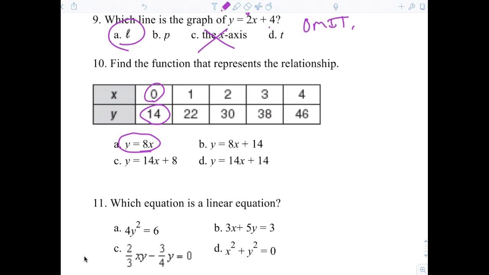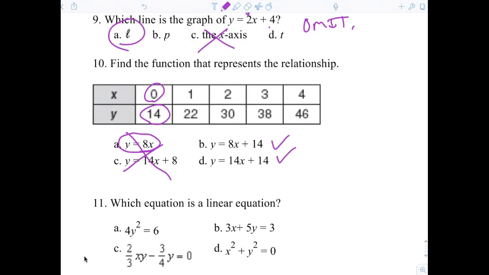All right, let's try B. If I plug in 0, what do I get? Is that a possibility? Yes. If I plug in 0 for C, do I get 14? So that's out. If I plug in 0 for D, do I get 14? So now I have to plug another point in. So for B, if I plug in 1, what do I get? And then plus 14. I plug in 1 for x, guys.